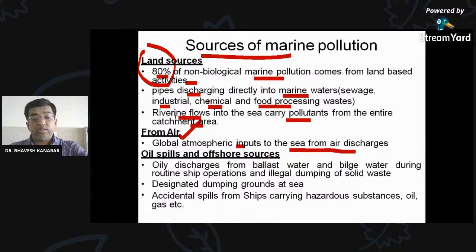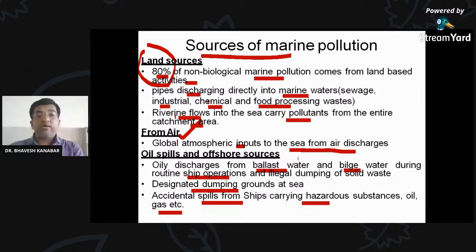So oil spill, I already gave the example. Oil discharge from the ballast during routine ship operation. Simply saying, from the ship, from a steamer, whenever it is transporting oil from one part of the country to another, or from one country to another country, it can leak this oil into the marine environment. Designated dumping ground at sea, accidental spill from a ship carrying hazardous waste and oil. So during an accident of the ship, whether it is drowning of the ship, it can lead to this type of marine pollution.